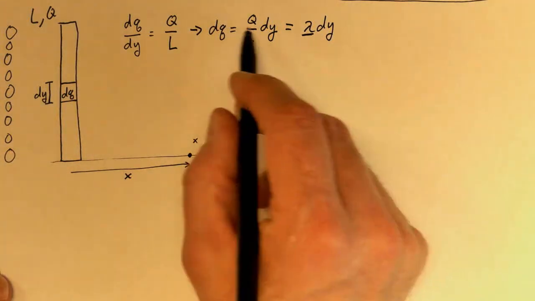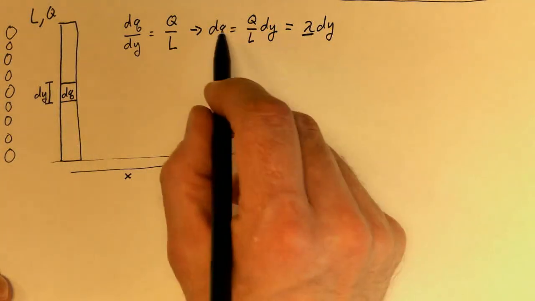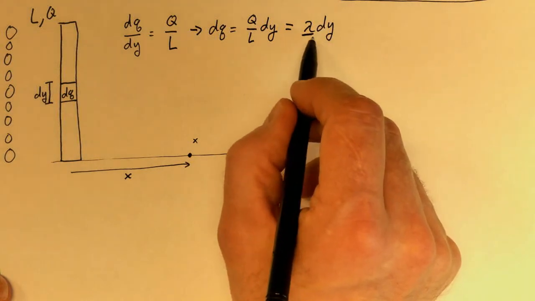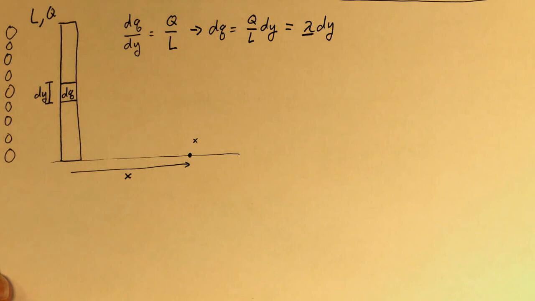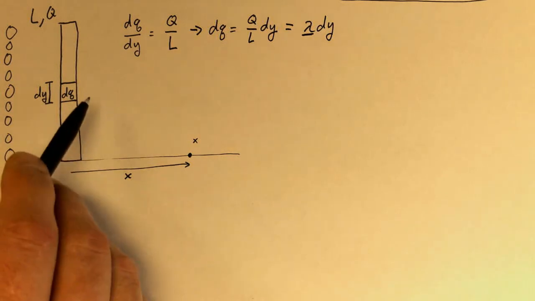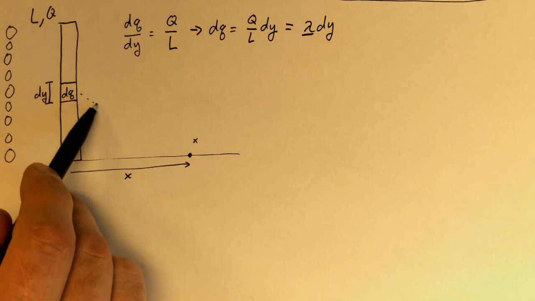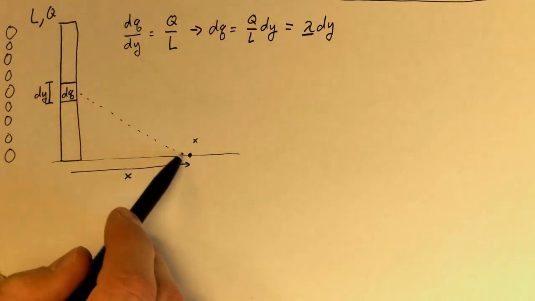Now that we have that, I have this way of writing dq in terms of that length and some constants I know, the total length and the total charge. Now to figure this out, I'm going to have to draw the electric field. I know that electric fields point, we'll just go ahead and assume this is a positive charge.